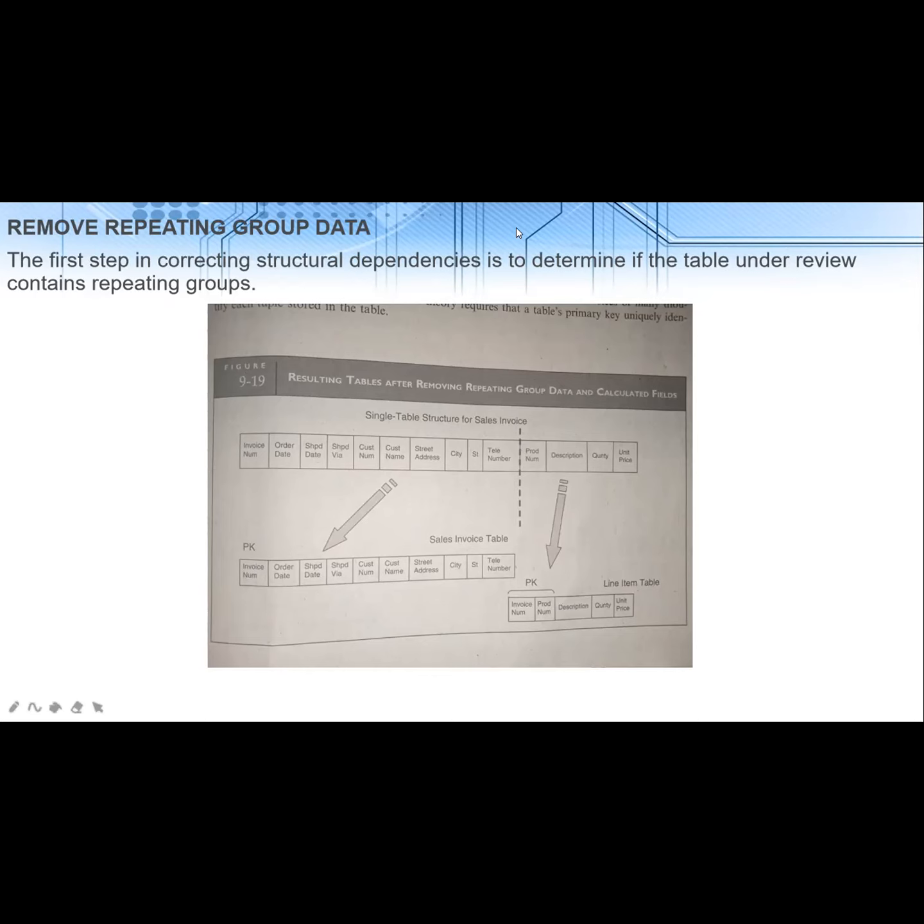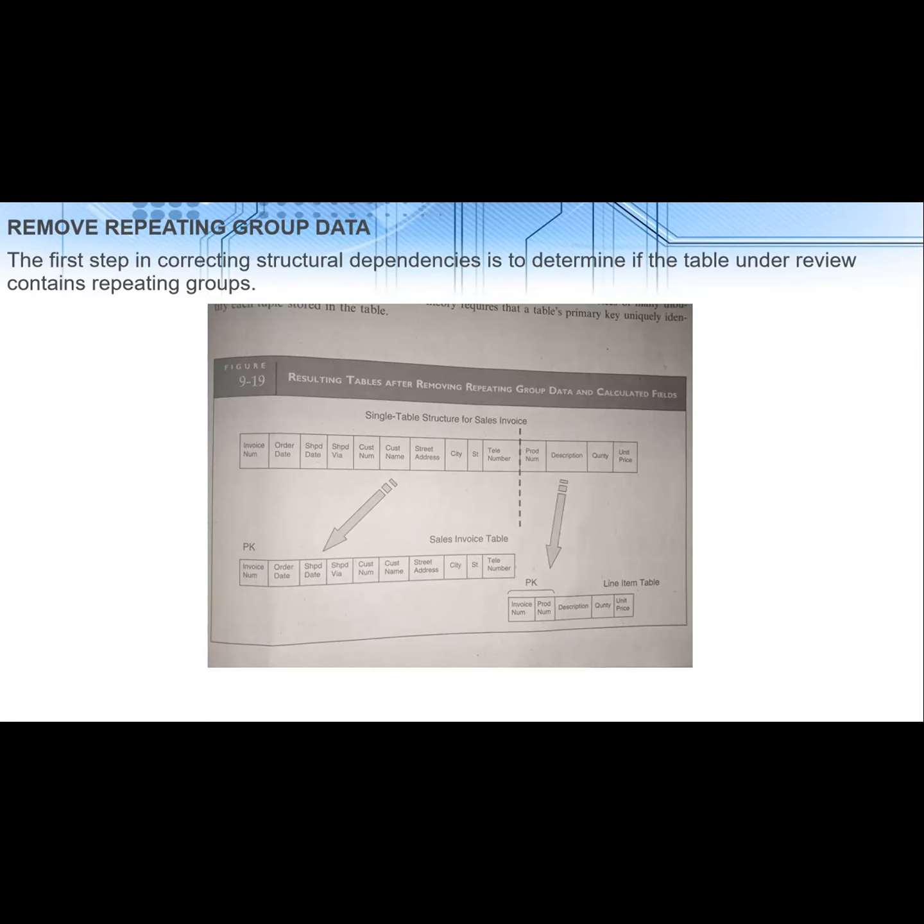Figure 9-19 shows the resulting tables. One is called the sales invoice table, with the invoice number as a primary key. The second table contains the transactional detail for the invoice and is called the line item table.